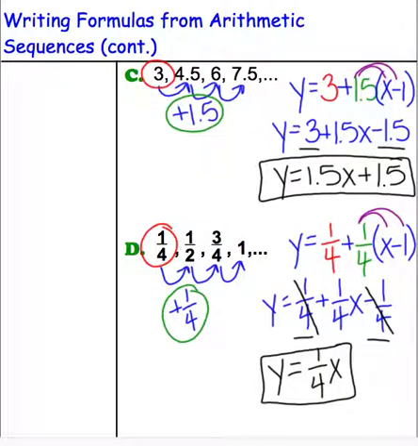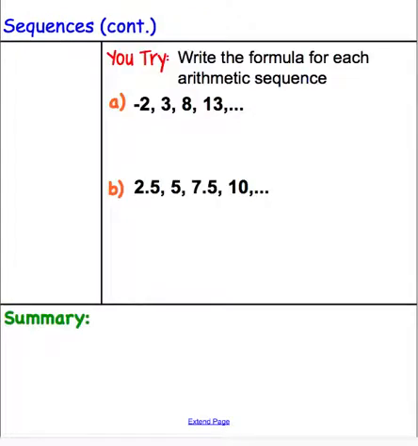What I want you to do now is to go ahead and take a look at these two sequences of -2, 3, 8, 13, and 2.5, 5, 7.5, 10 to write the formula for each of these sequences. Bring any questions you have to class, and as always, see if you can get your summary written.